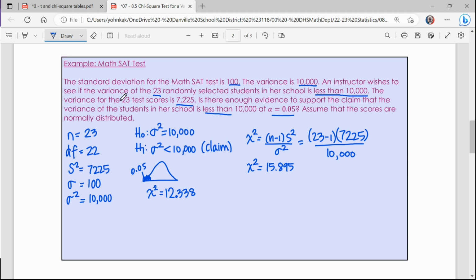So now we compare. The cutoff for the critical region is less than 12.338. We are at 15.895, so we are not in the critical region, so we do not reject the null hypothesis. So since 15.895 is not in the critical region, we do not reject the null hypothesis.